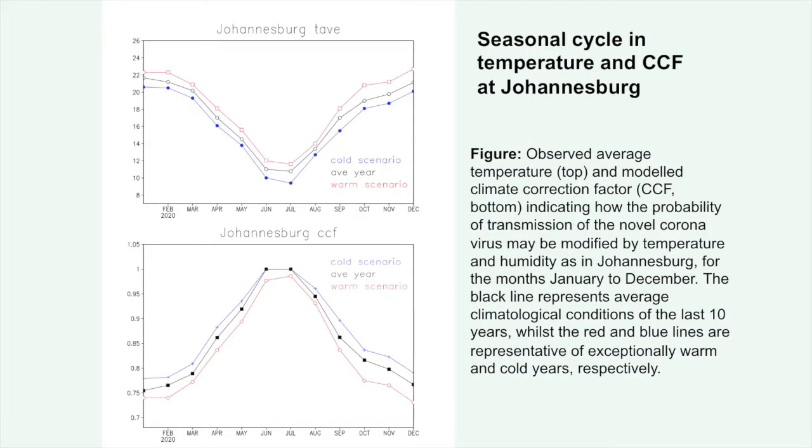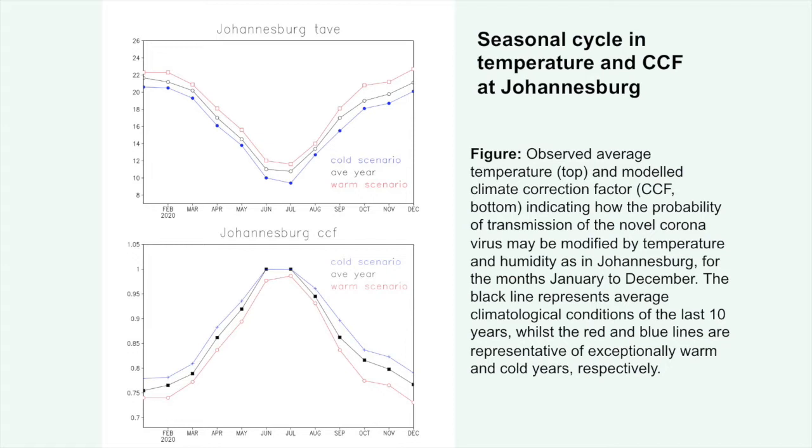This slide just zooms into the seasonal cycle of average daily temperature, top graphic, and the climate correction factor, bottom graphic, for Johannesburg. Now, South Africa's industrial heartland is centered around Johannesburg. About 15 million people live in this part of the country. It's known as the Gauteng province. And it's a typical continental climate that Johannesburg has.